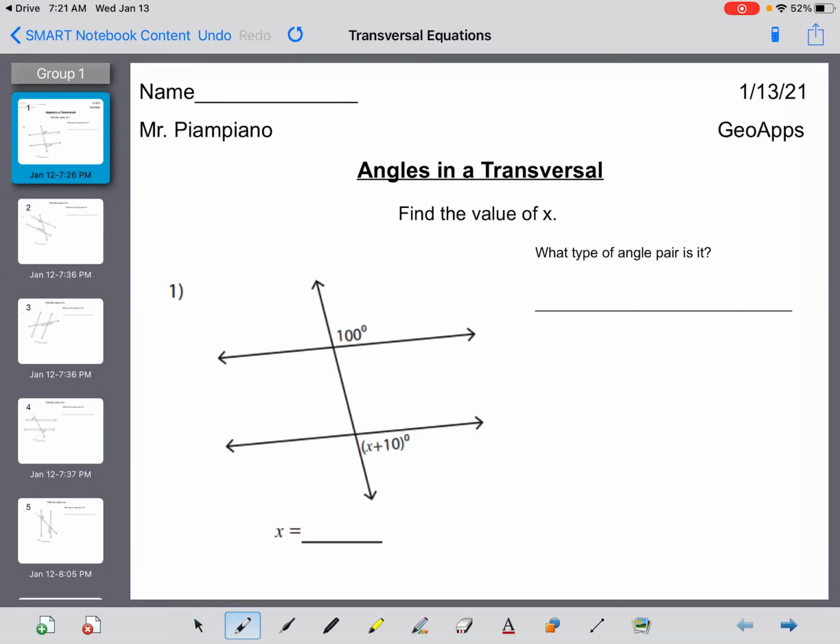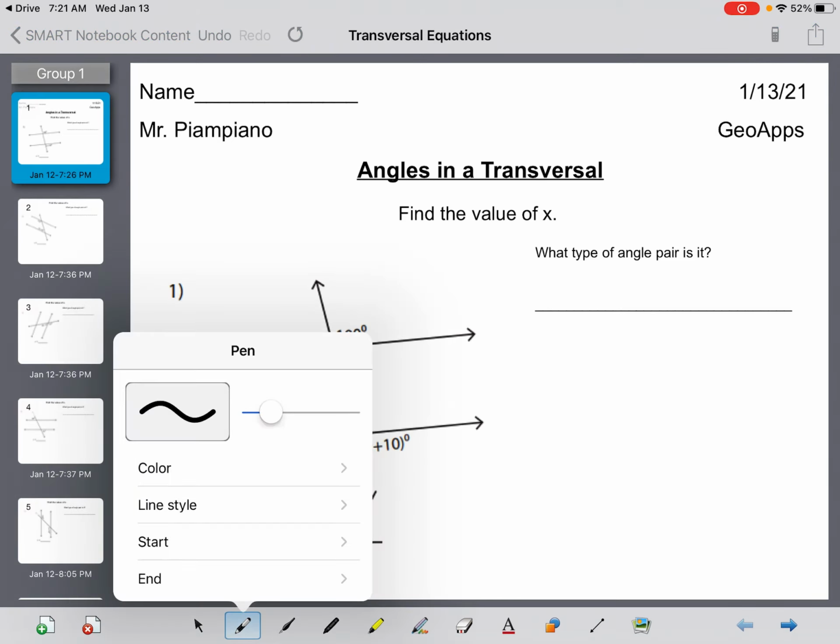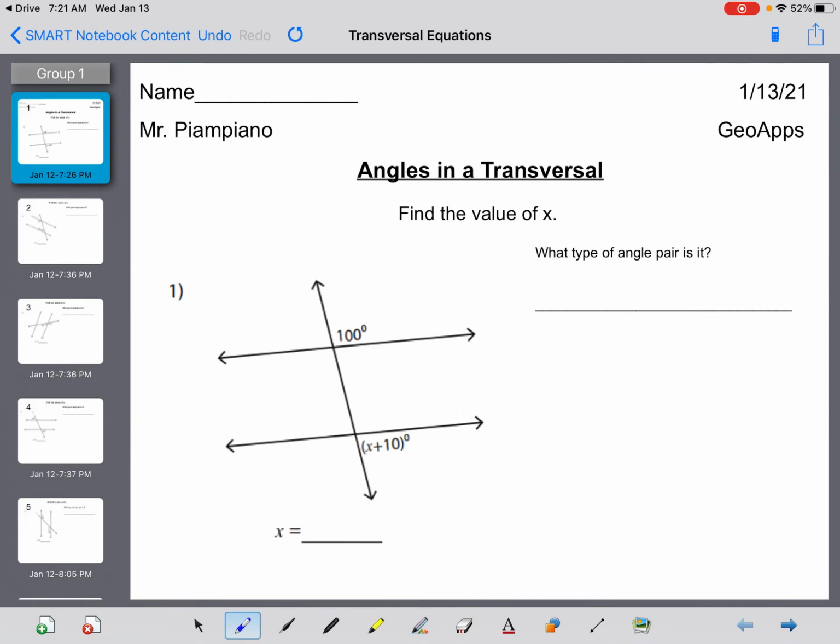All right, everyone, this is 3.2 angles within a transversal. So today we're going to incorporate a little bit of algebra into our transversals. If you notice, we have two angles, one labeled as 100 degrees and the other labeled as x plus 10 degrees. Okay, so we need to solve for x, the value of x.